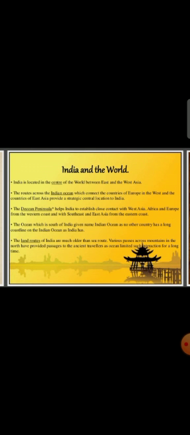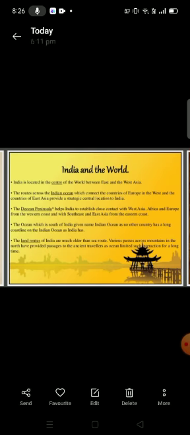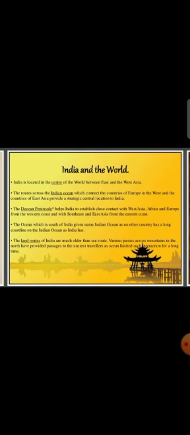The land routes of India are much older than sea routes. Various passes across mountains in the north have provided passages to the ancient travelers, as the ocean limited such interaction for a long time. In ancient times, we had very good relations with far off countries.